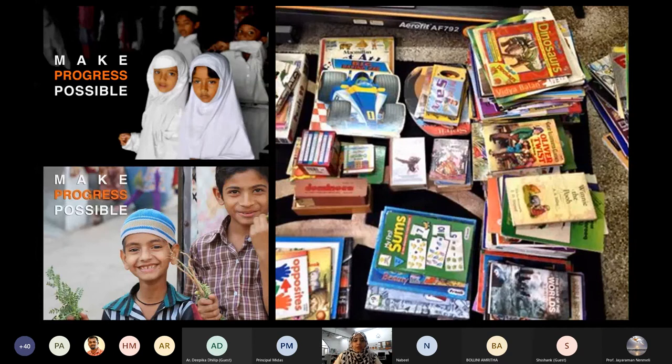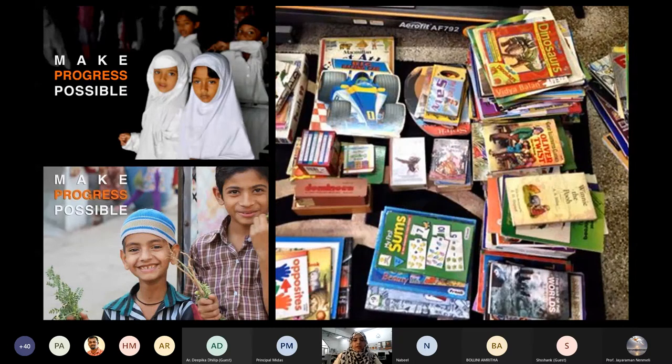So we started this campaign online called Make Progress Possible, where we tapped into our social media network, friends and relatives, anyone who was willing to donate used children's books for the school library. The first year we collected about 250 books from our own collection as well as different sources, and then we donated them to the library, and that's when we saved the library.